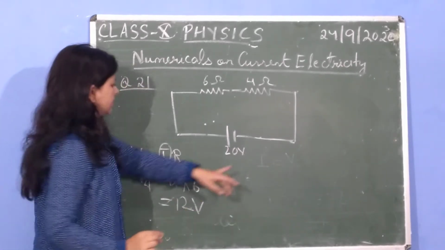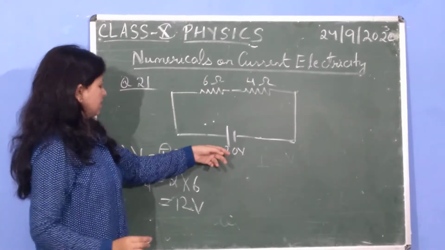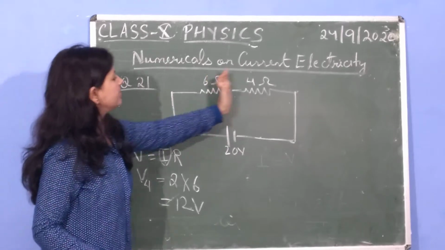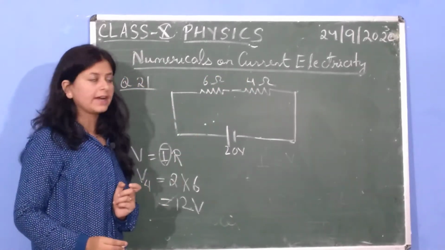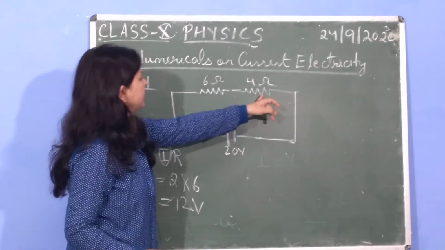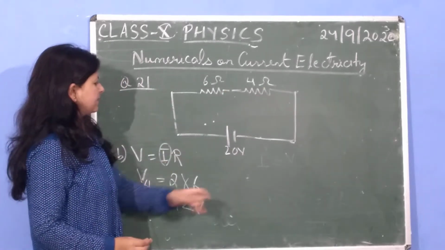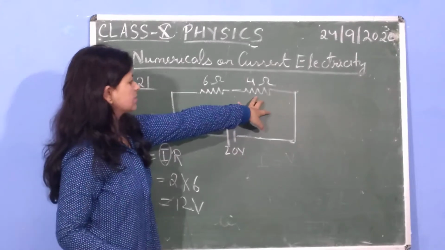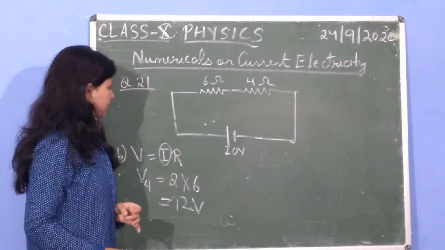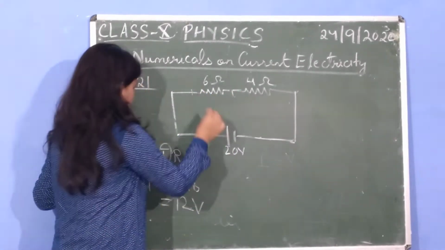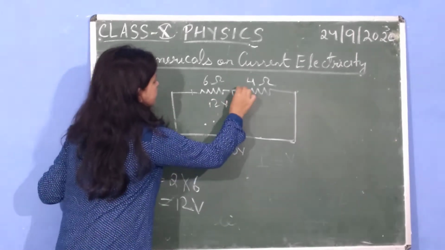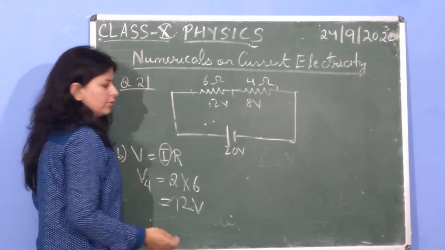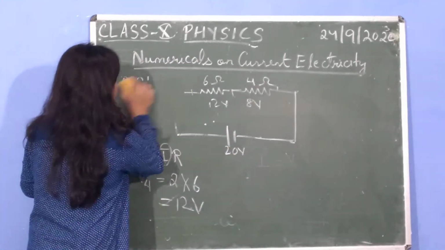So, this 20 volt, when it crosses this combination, the 6 ohm resistor will have a potential difference of 12 volt, and for the remaining, if the question in case asks you to find out the potential difference across the 4 ohm, the next part is very simple. It is 20, out of which 12 has gone here. That means the potential difference across the 4 ohm will be 20 minus 12, that is equal to 8 volt. So, PD across this one is 12 volt and PD across this one is 8 volt. On adding, you will get 20 volt. Okay, let's proceed to the next question.